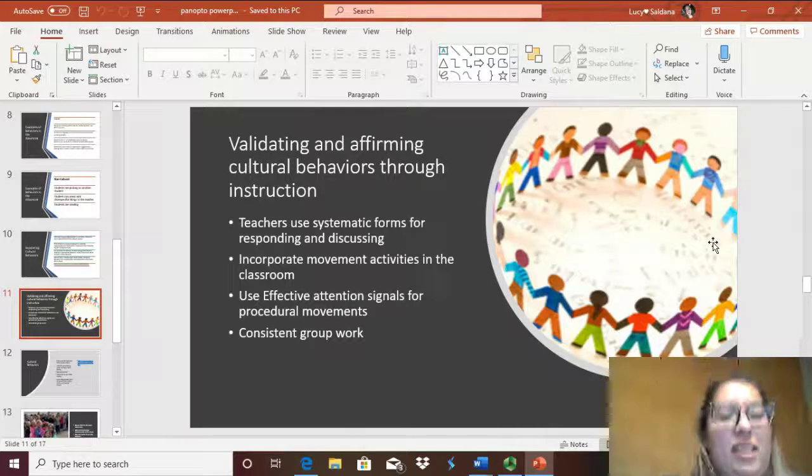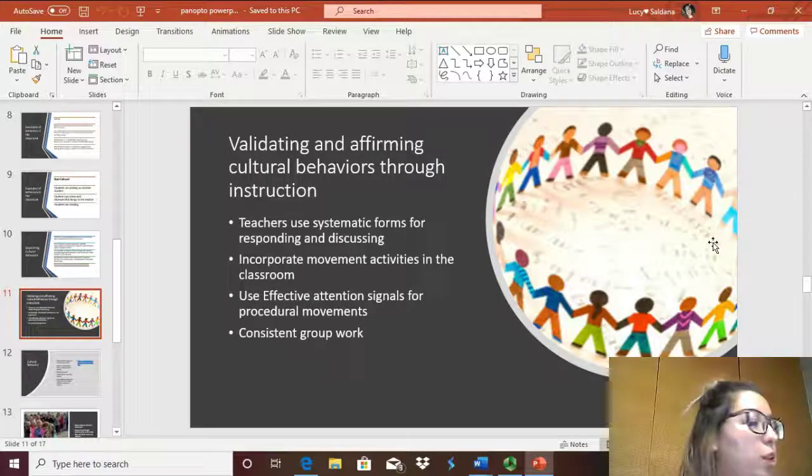Okay, guys. So now we're going to talk about validating and affirming cultural behaviors through instruction. This is about when teachers need to use systematic forms of responding and discussing. They need to incorporate movement activities in the classroom so the children won't get bored. That's a fun way for them to interact with activities. There need to be effective attention signals for procedural movements. Teachers also have to include consistent group work so the students can get to know each other and learn from a young age how to work together.